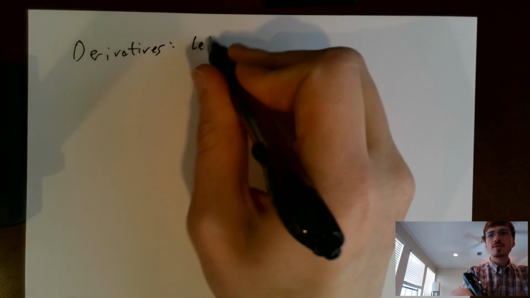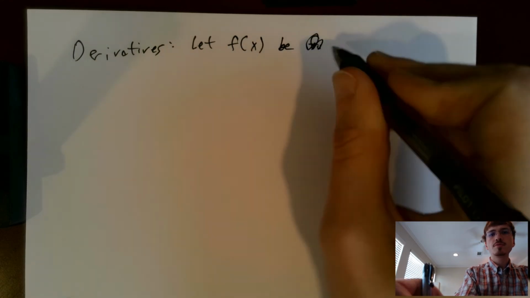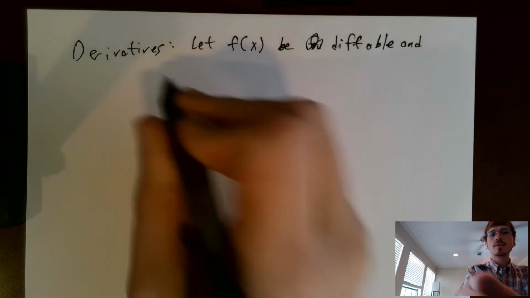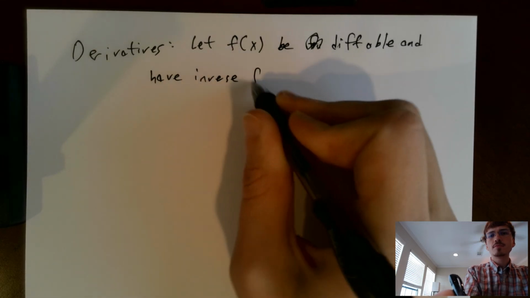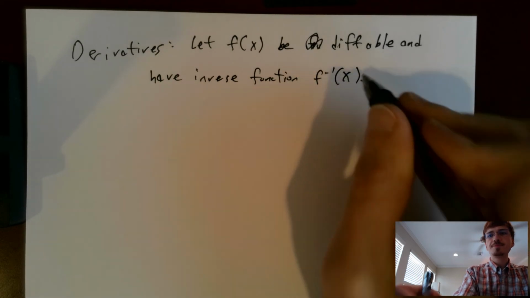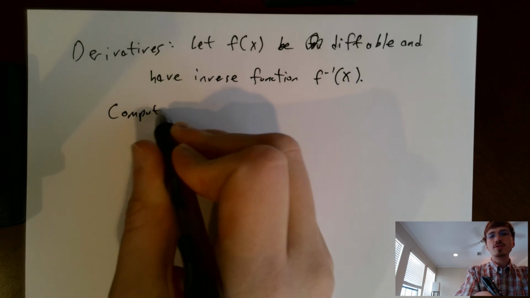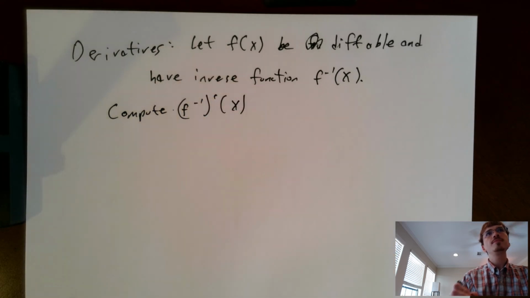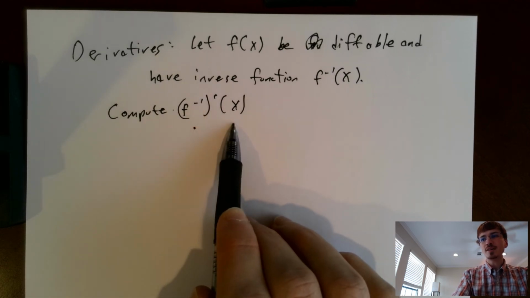Let's first let f of x be differentiable and have an inverse function, f inverse of x. Yeah? Our goal here is to compute f inverse prime of x. And that looks like a hot mess, I know. It's the derivative of f inverse evaluated at x. Yeah?